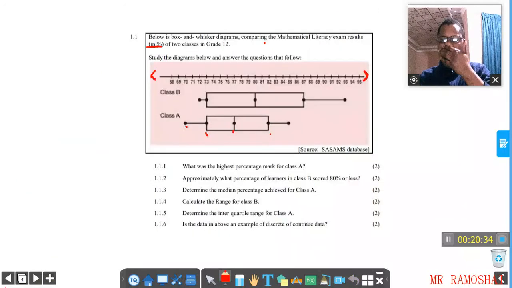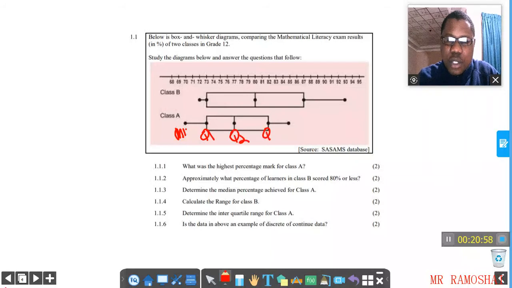So without looking at any question, we can see how this information is given to us. If we want the minimum value, we know the minimum value is represented by this point. Actually, let me do this. This is the minimum value, and then this is Q1, this is Q2, this is Q3, then this is the maximum value.